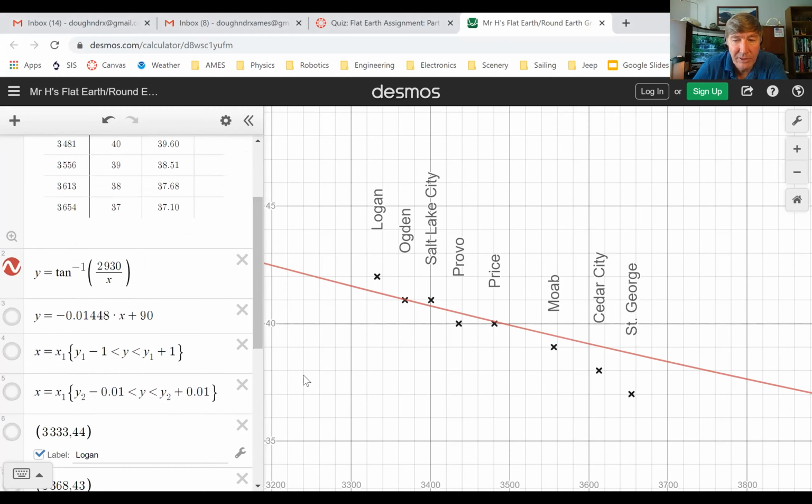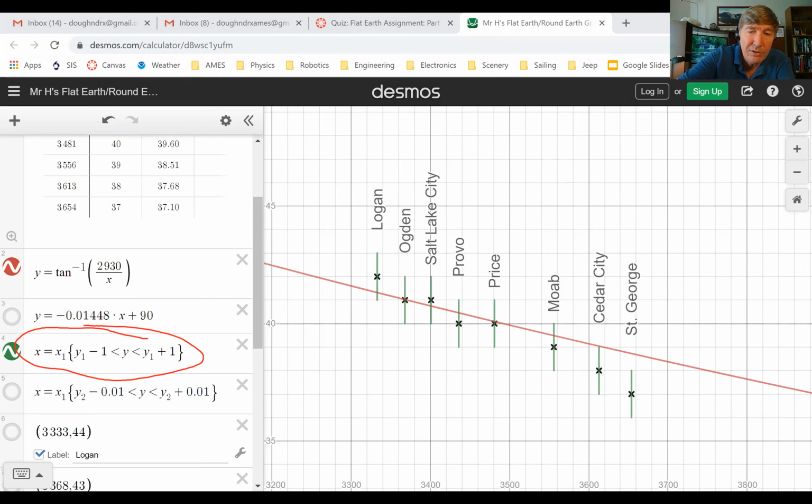I've plotted a really neat thing here that your math teacher probably hasn't told you how to do in Desmos. You see this equation right here? This is a way where we can plot what are called error bars that will allow us to measure how much certainty there is. So I'm going to click on this right now to enable that. You see those bars that just appeared? Those bars are plus or minus 1 degree from the measured data.